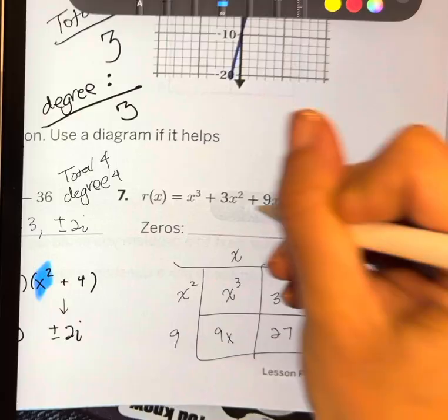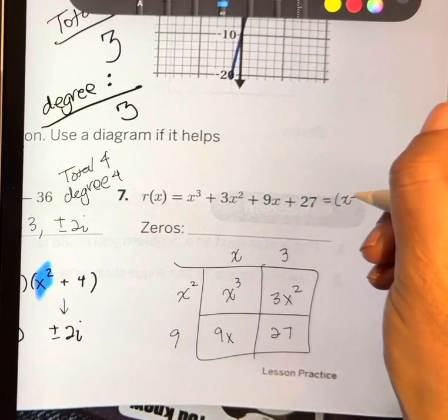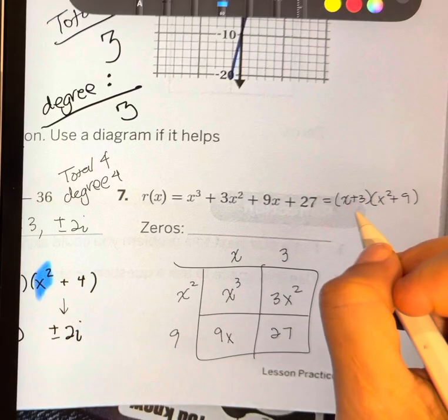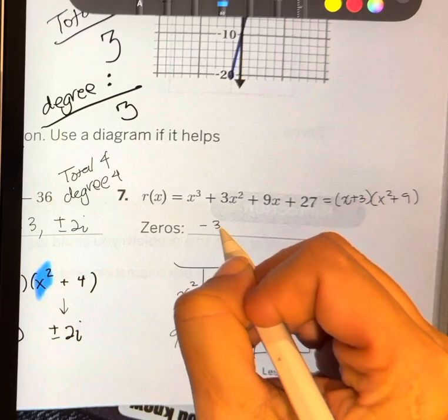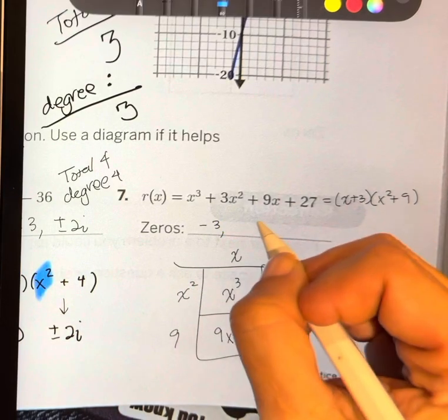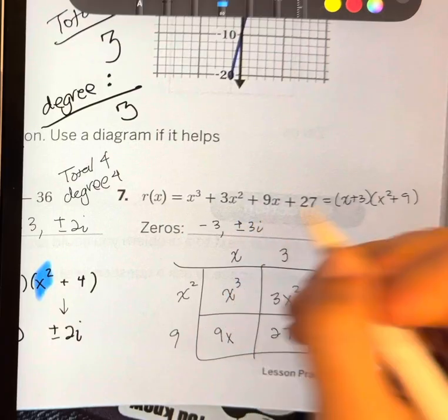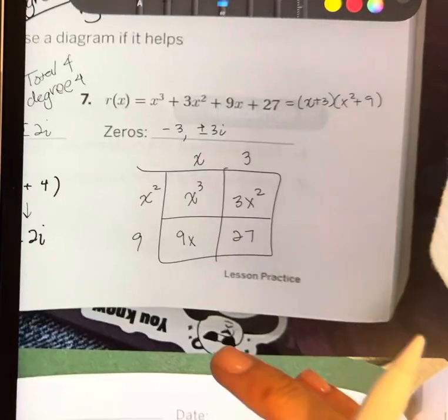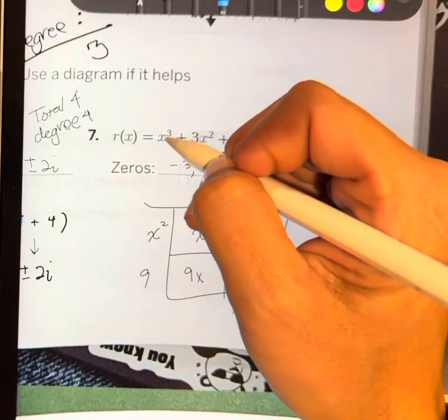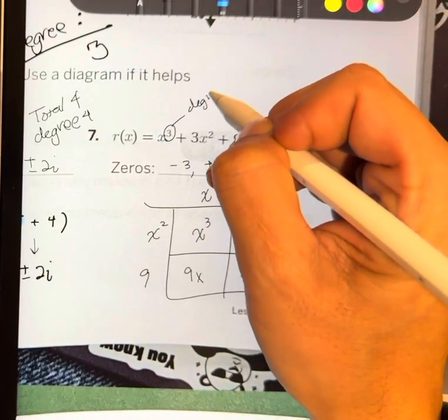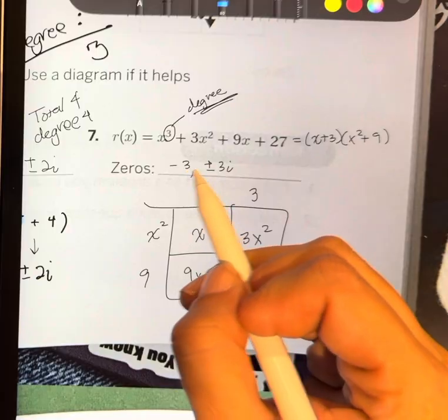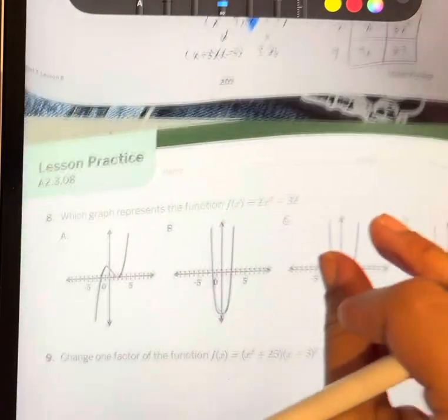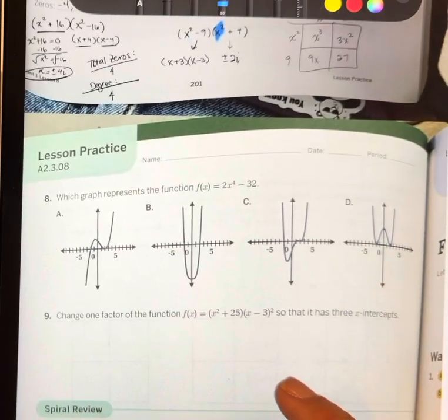What this means is that this thing right here factors into x plus 3 and x squared plus 9. So I've got a real 0 at -3, and then I've got two imaginary zeros at plus or minus 3i. This is exactly the same as this one. So here I am with a degree 3, and holy moly, 3 total zeros. Okay.